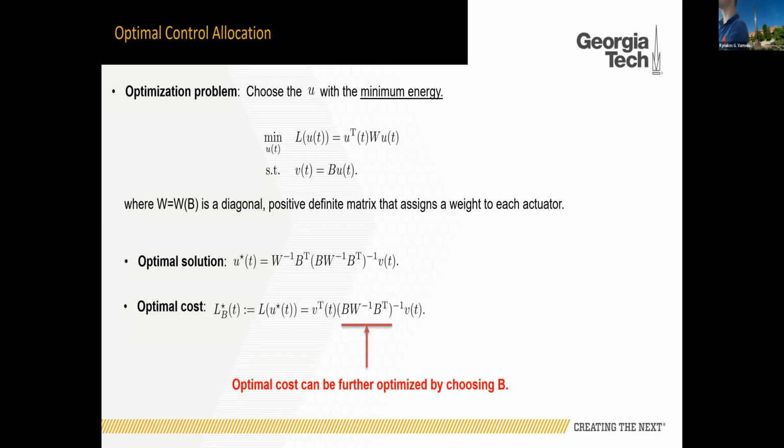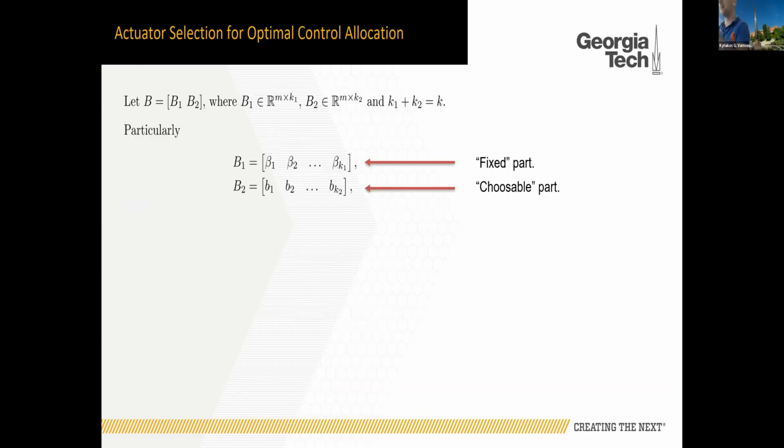Now I also want to do allocation. So when I allocate and I find the best controller here, I also have the freedom to play with B. Okay, let's see what we can do. Remember, before we did actuator selection, now we will do actuator selection for optimal control allocation.